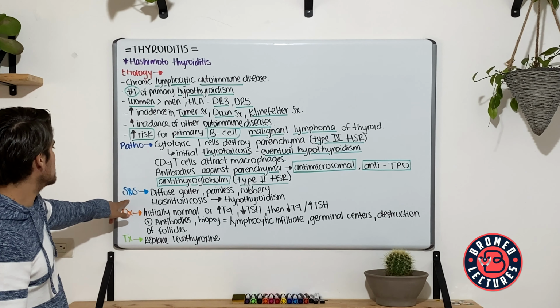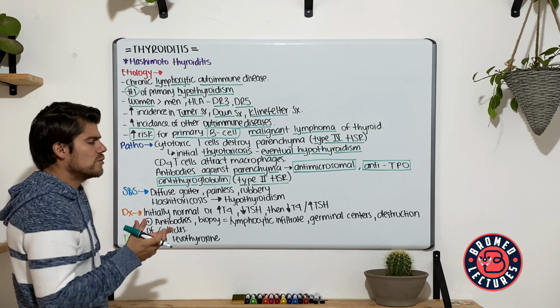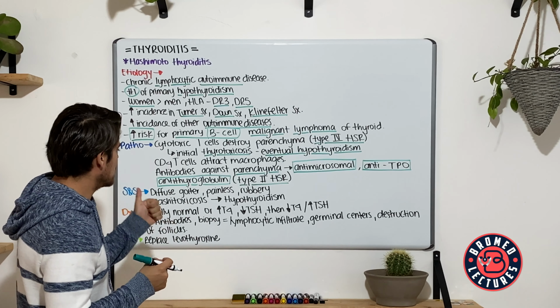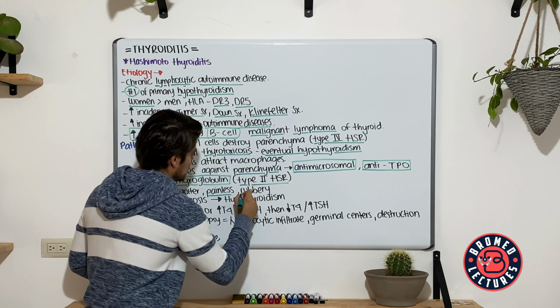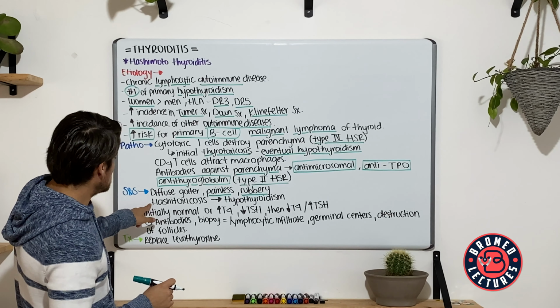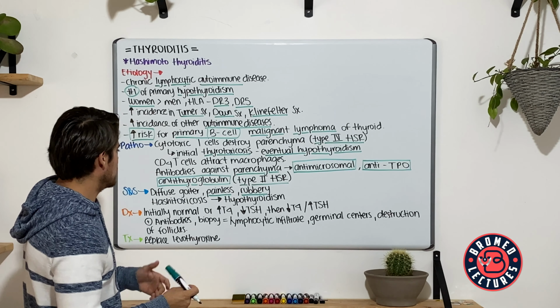Now for the signs and symptoms, these patients are gonna have a diffuse goiter, which is usually painless, versus the previously seen ones, the acute and subacute, which are pretty painful. These ones are painless, and it is usually palpated as a rubbery gland, okay? Remember, these patients can develop hashitoxicosis, and then they enter a hypothyroid state.